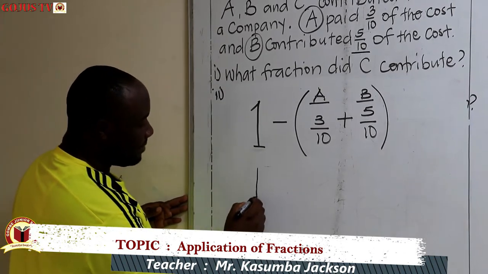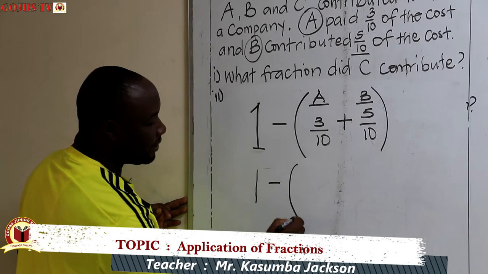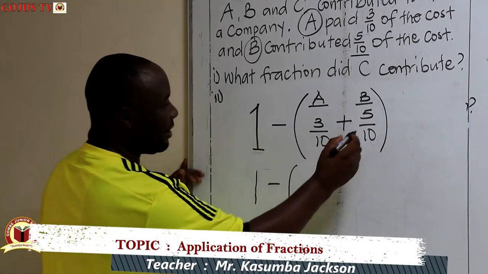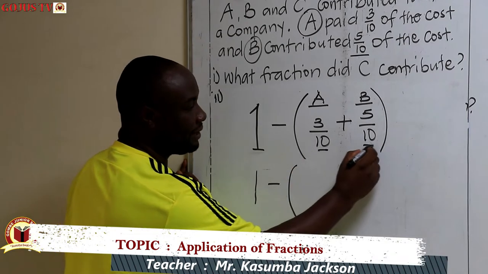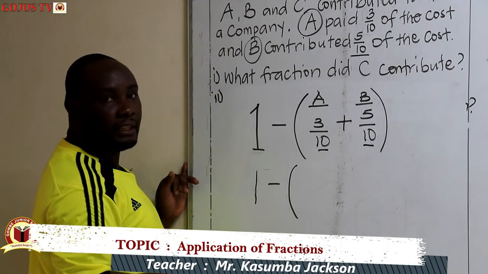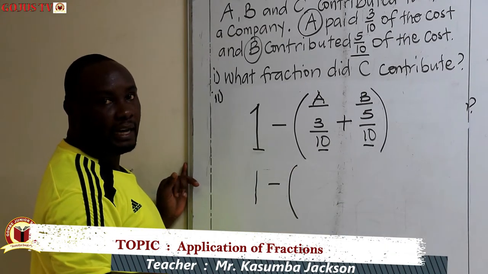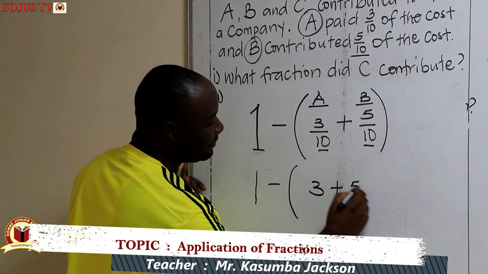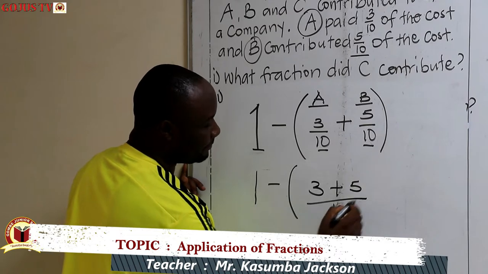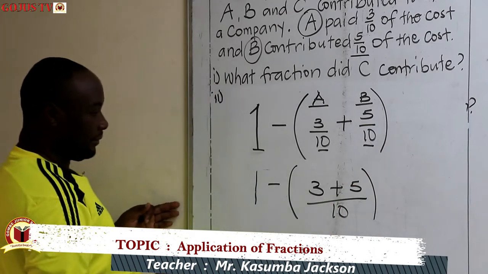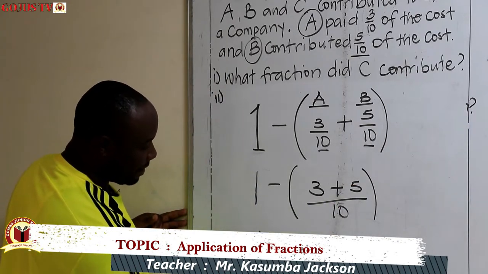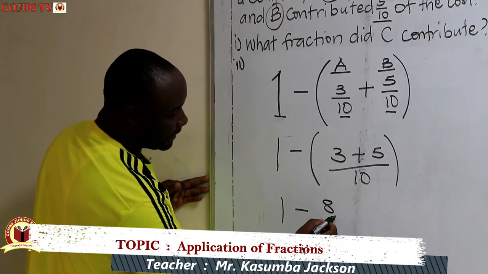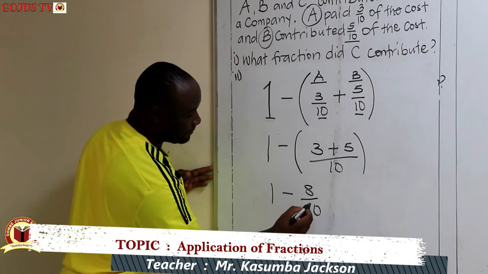Now, one whole number, take away, we are going to handle the fractions in the brackets first, and you are well aware that these two fractions have the same denominator. When fractions have the same denominator, we normally add the numerators. So we shall have 3 plus 5 out of 10. To simplify this, we shall have one whole number, take away, what do we get? I think 8 out of 10.